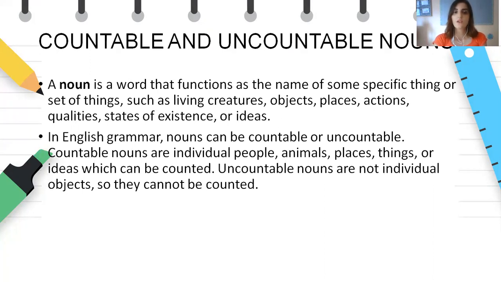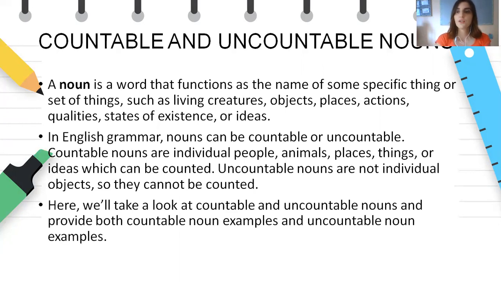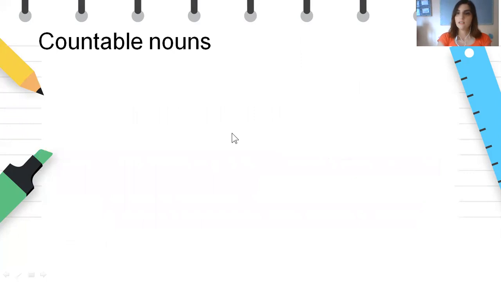Countable nouns are individual people, animals, places, things, or ideas which can be counted. On the other hand, uncountable nouns are not individual objects, so they cannot be counted. Here, we'll take a look at countable and uncountable nouns and provide both countable noun examples and uncountable noun examples. We'll start with the countable nouns.